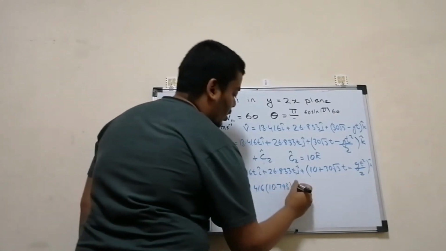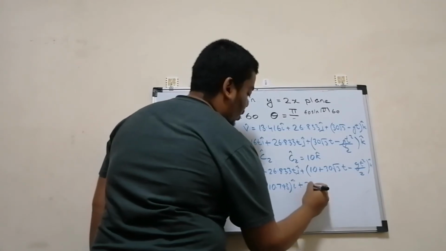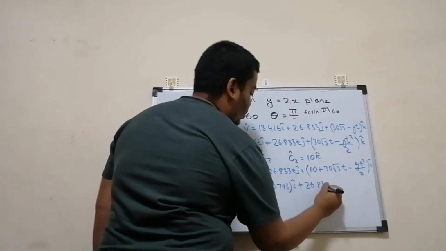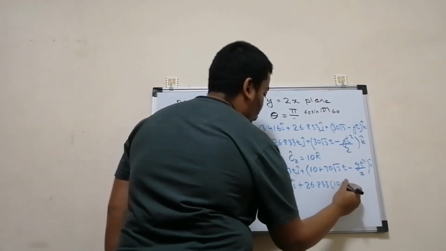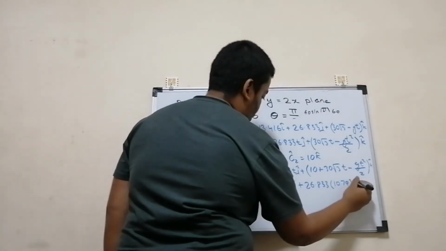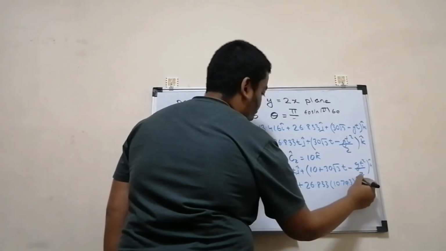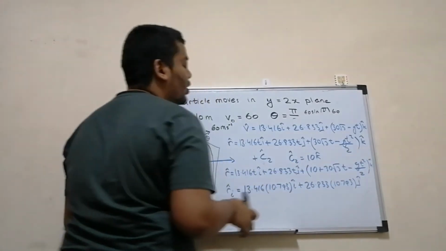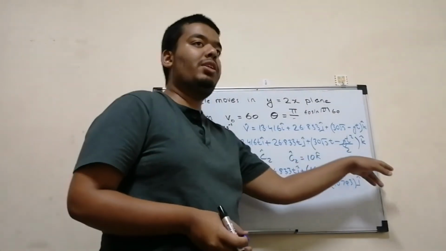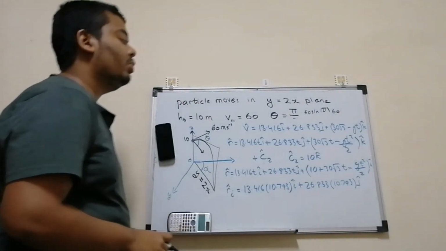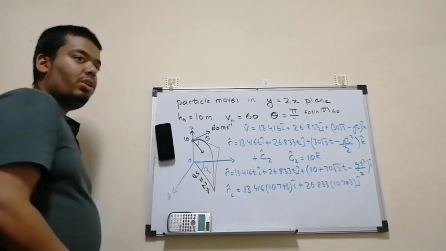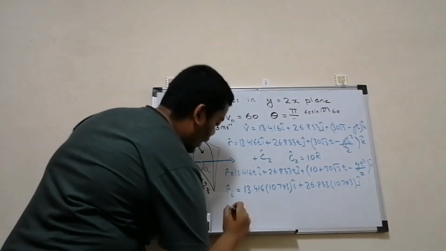10.793 i plus 26.833 into 10.793 j. Okay guys, why don't I need to input it in the k component? Because if I input it here, it will give me 0. And it makes sense to give me 0 because it's on the ground. There is no height or elevation, so k will be 0.